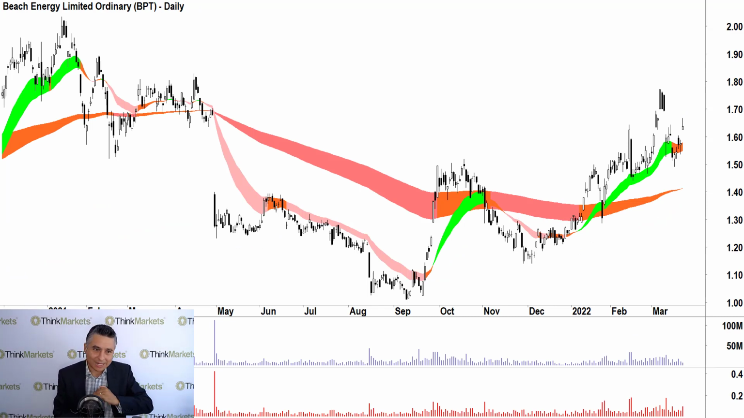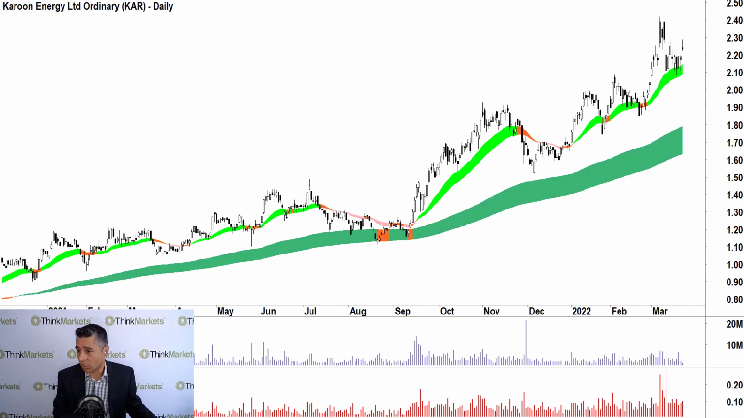It is disappointing, and it is a serial disappointer for many years. But even so, I'm going to say stick with that one. I'm not sure if I'd buy it right now. It's disappointing. Karoon is probably better in that space. Just look at the chart.